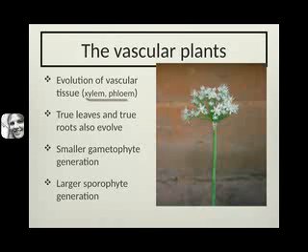All of the rest of the plants have a less predominant gametophyte generation. So even the ferns, even though the ferns are still seedless, have a less predominant gametophyte generation than the bryophytes do. And then, of course, they have a larger or more predominant sporophyte generation.